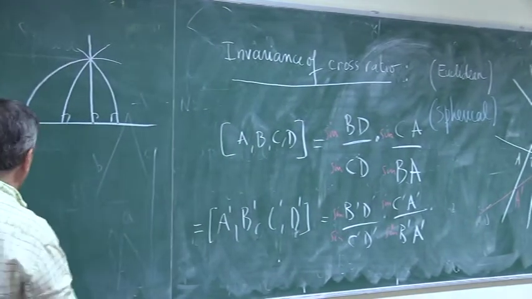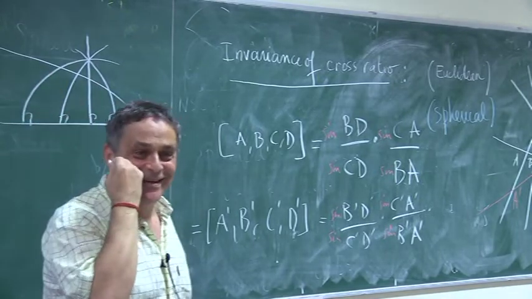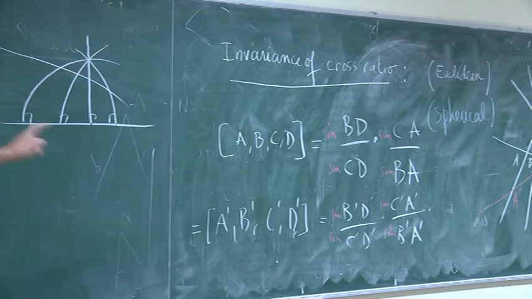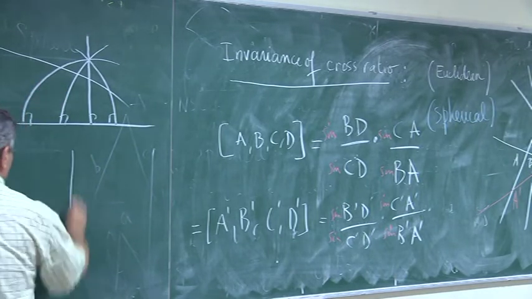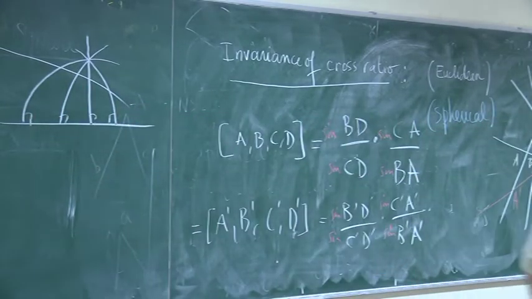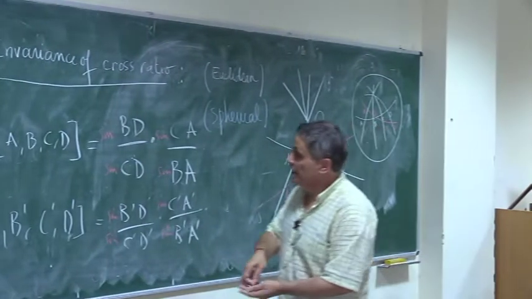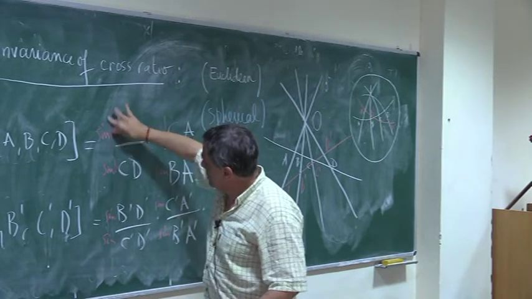So you have a line which cuts the 4 of them. Anyway, you can think of it as an exercise. In the hyperbolic case, instead of the sine, you have to put the sinh. Let me mention that.